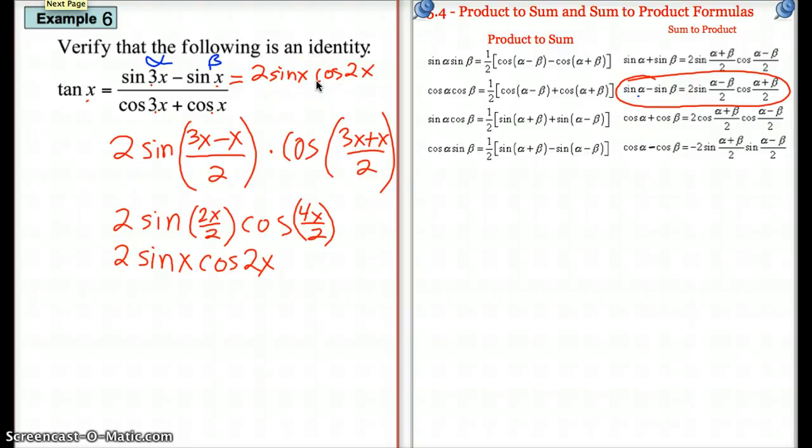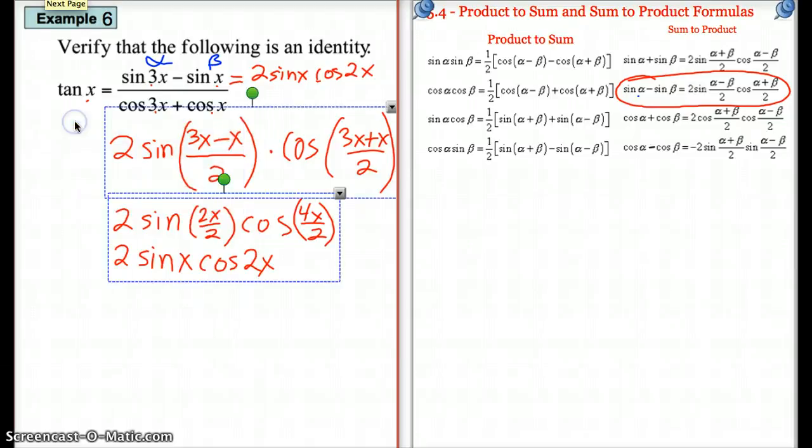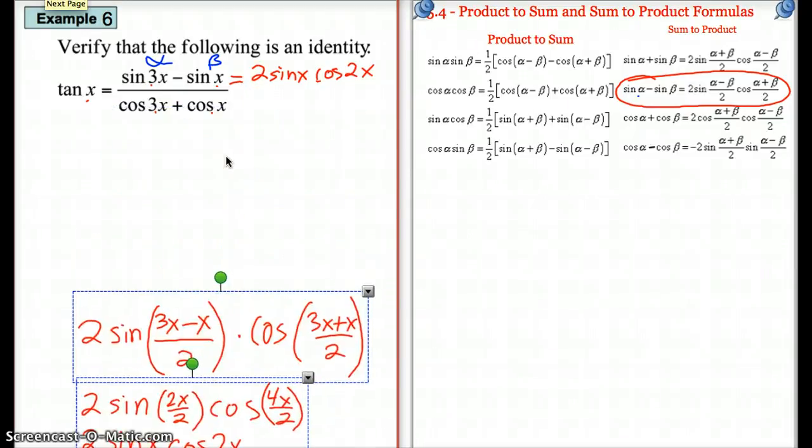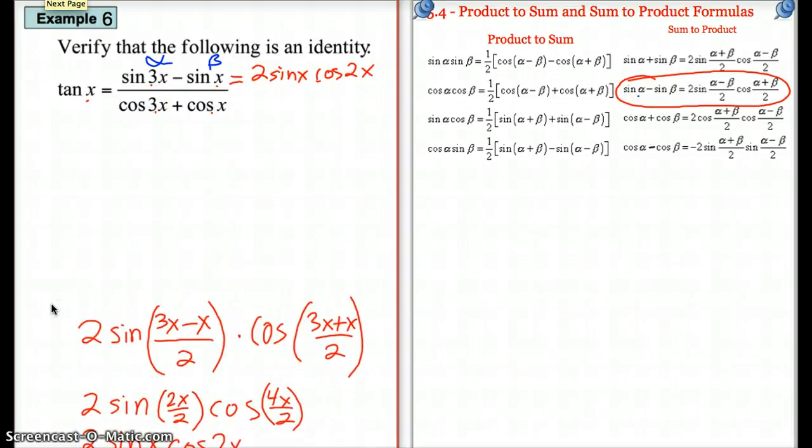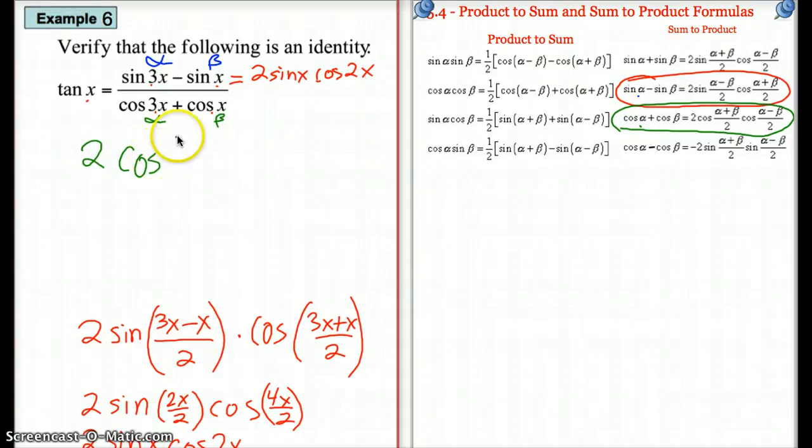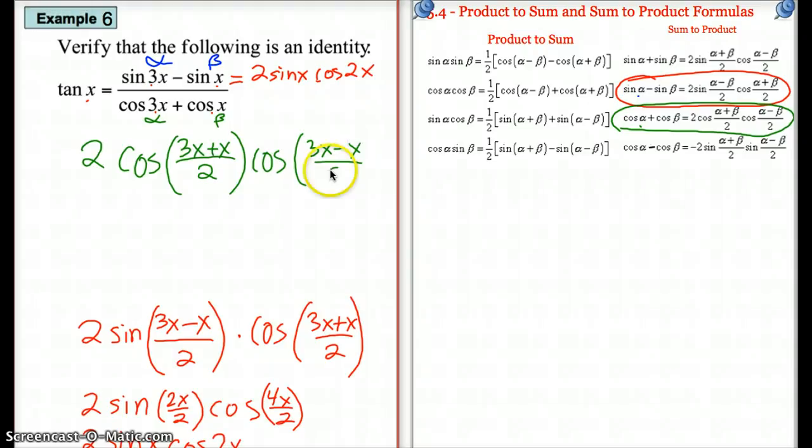Now I'm going to do something similar in the denominator. Let's get all this stuff out of the way. I'm going to take the denominator and break it down the same way. I'm going to once again find the right formula that helps me solve this problem. So I have a sum of 2 cosines, so I'm going to use this formula, with alpha being 3x and beta being x. I'm going to use the formula 2 cosine of alpha plus beta over 2, and then cosine of alpha minus beta, so 3x minus x over 2.